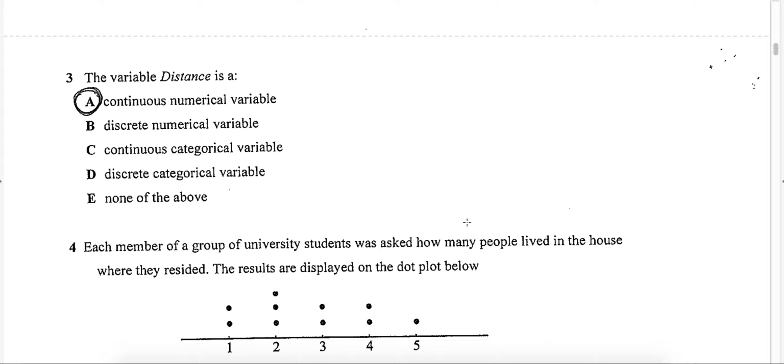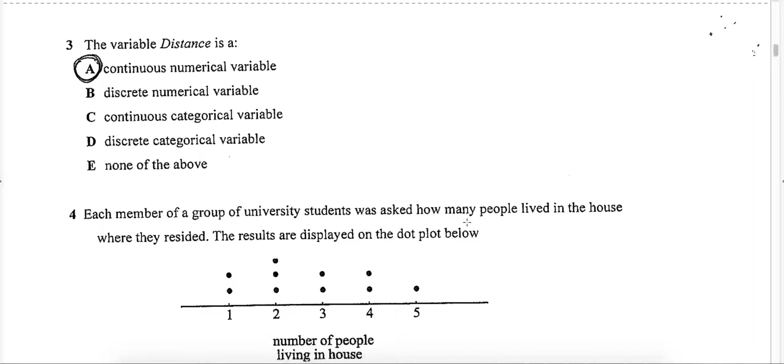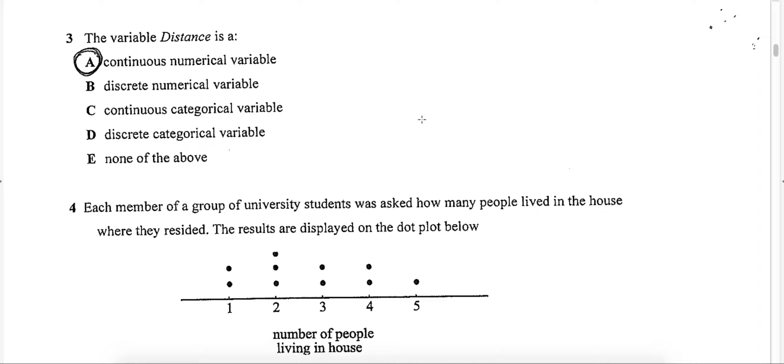For the variable distance, again, ask yourself, does it make sense to calculate the average? Yes, it does. So it's numerical, and distance is a measured variable as well. So you're going to have any value across a huge range potentially. So it is continuous.